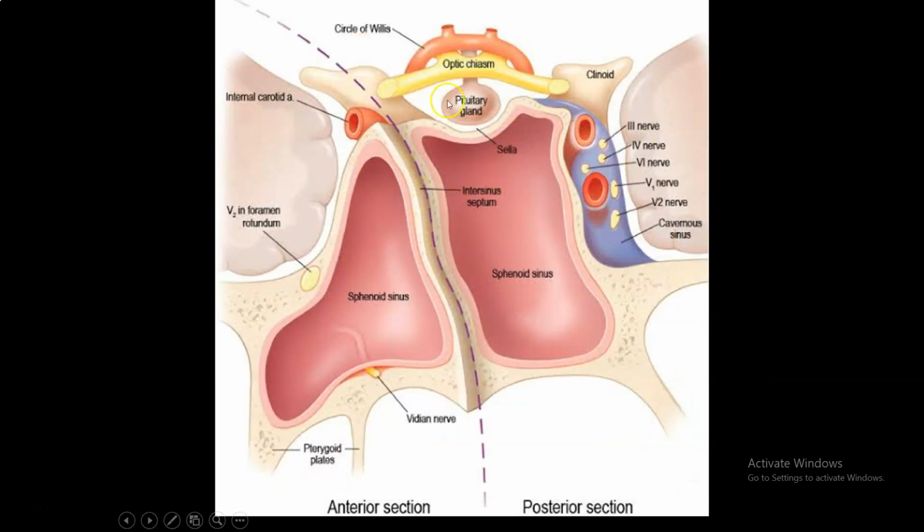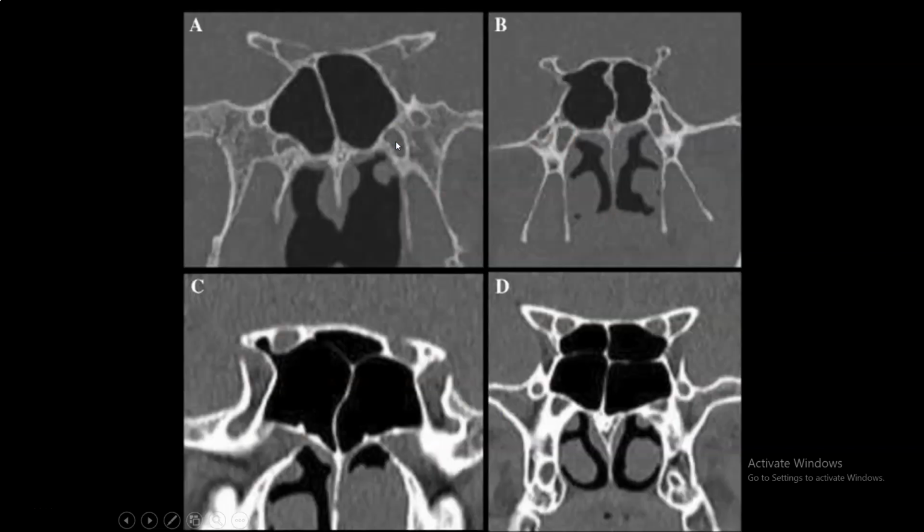This is another coronal section. You find here the cavernous sinus, you find here the right and left sphenoid sinuses, but you find that there is a single septum not pointing to the midline, but pointing to the cavernous sinus, pointing to the carotid, and it is a common finding. And this is a coronal section.